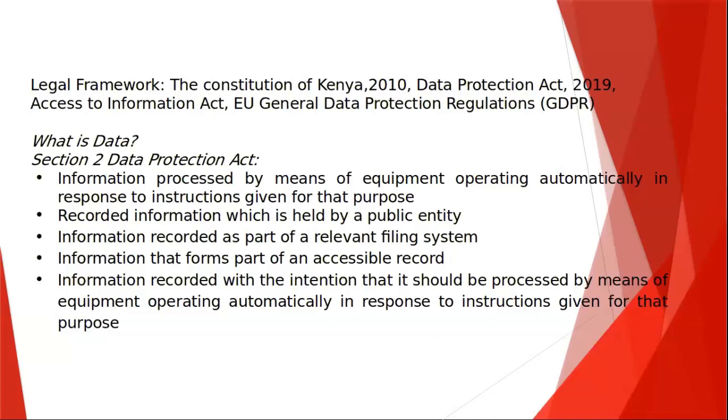So as you ask yourself about data protection, the first question is what constitutes data? When you're processing or you're doing your day-to-day business, in your mind, you should be asking yourself, what is data? And this has been provided for under the Data Protection Act. It includes information processed by means of equipment operating automatically in response to instructions given for that purpose, or recorded information which is held by a public entity, or information recorded as part of a relevant filing system, information that forms part of an accessible record, or information recorded with the intention that it should be processed by means of equipment operating automatically in response to instruction given for that purpose. You can see they are very specific about what data constitutes.